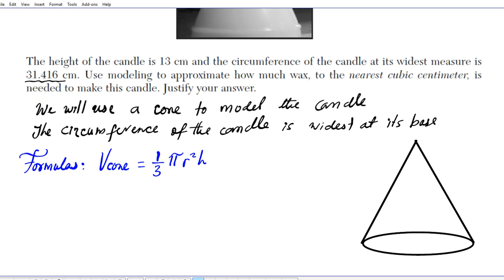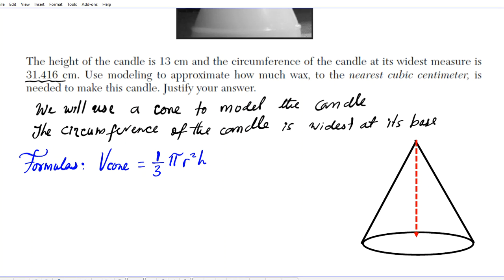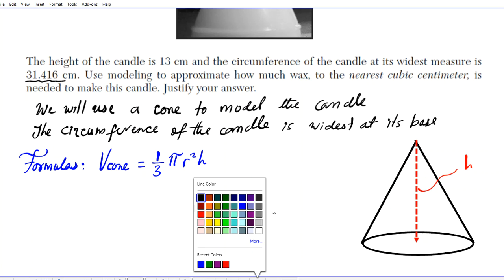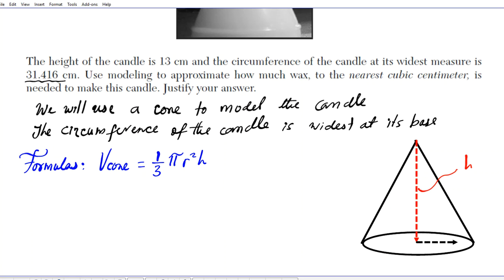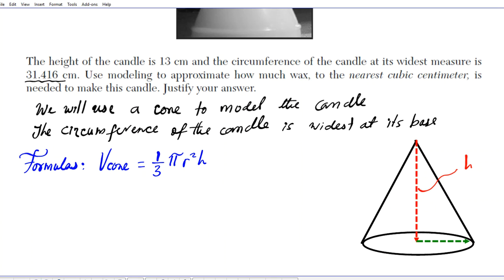So let's put in our measures here. This is the height of the triangle, so this is the height h, and then we also need the base radius. Let me change the color here. Let's make it green. So there goes the base radius. The h and the r in the formula, these are their values. Alright, let's get started.